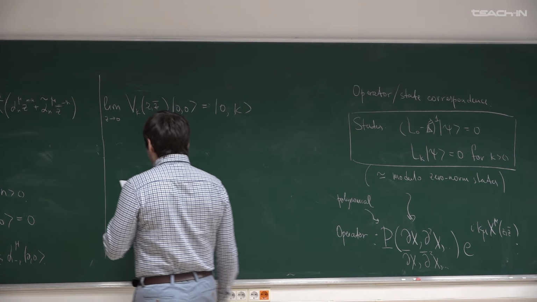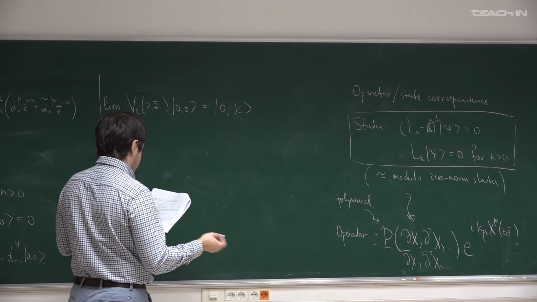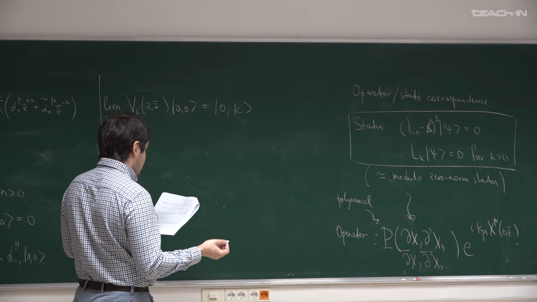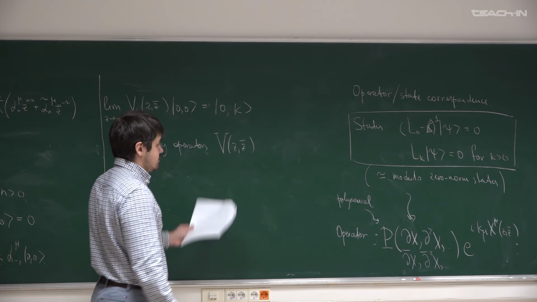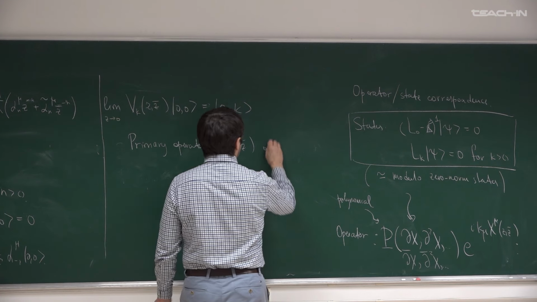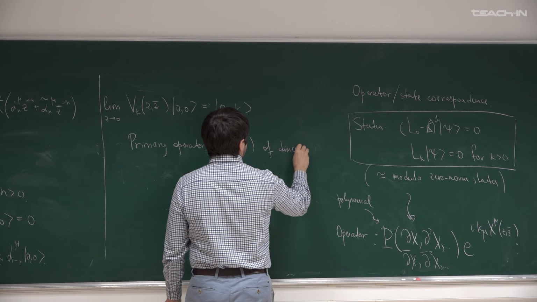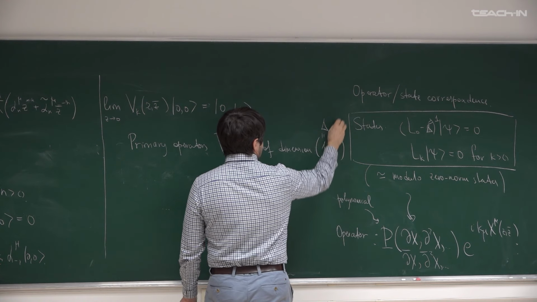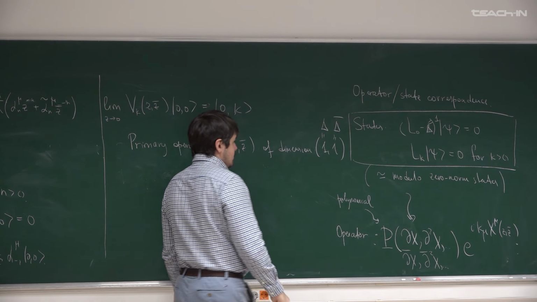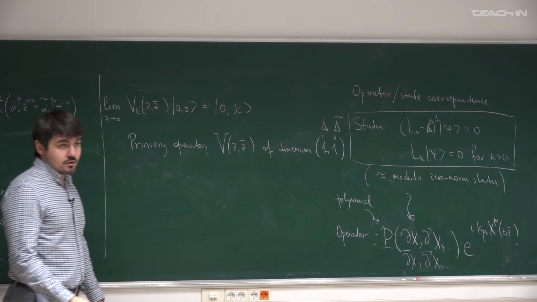So under this map, this maps to operators. So primary operators V of z, z bar. I mean, this is a general V, not necessarily the tachyon vertex, any vertex operator. So of dimension 1, 1. By 1, 1, I mean that there is a holomorphic part and the anti-holomorphic part in the closed string case.